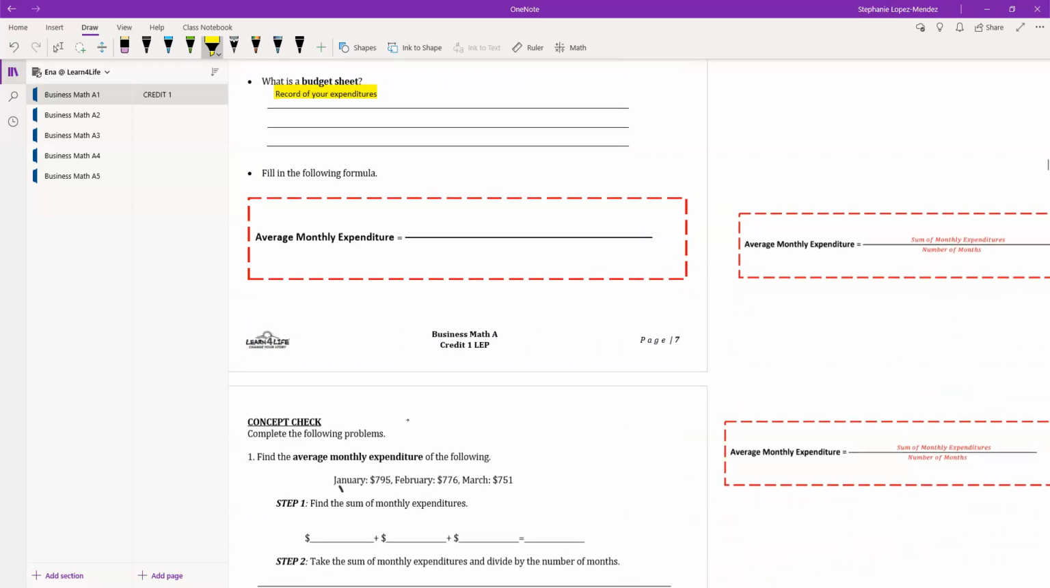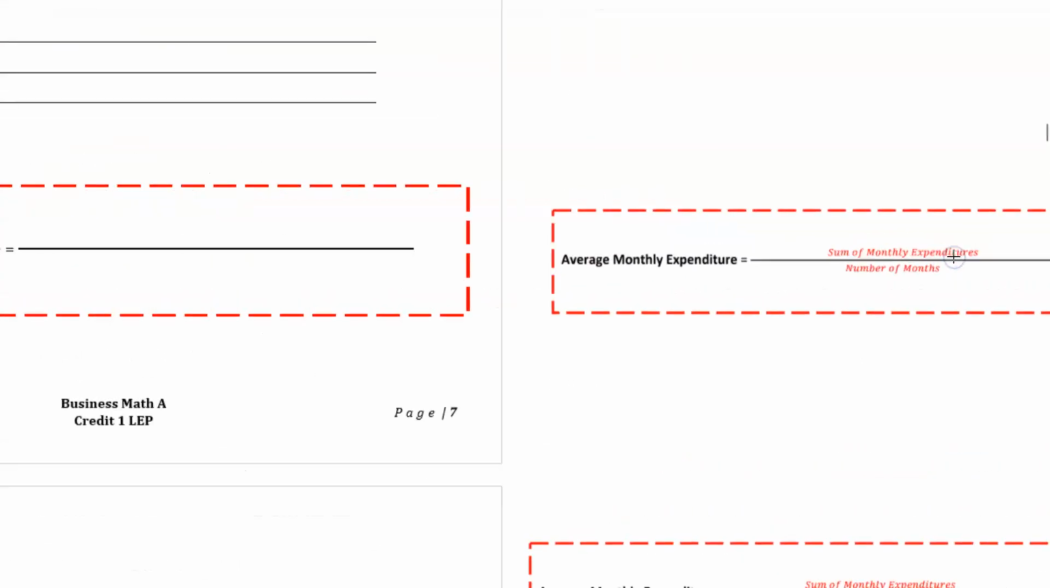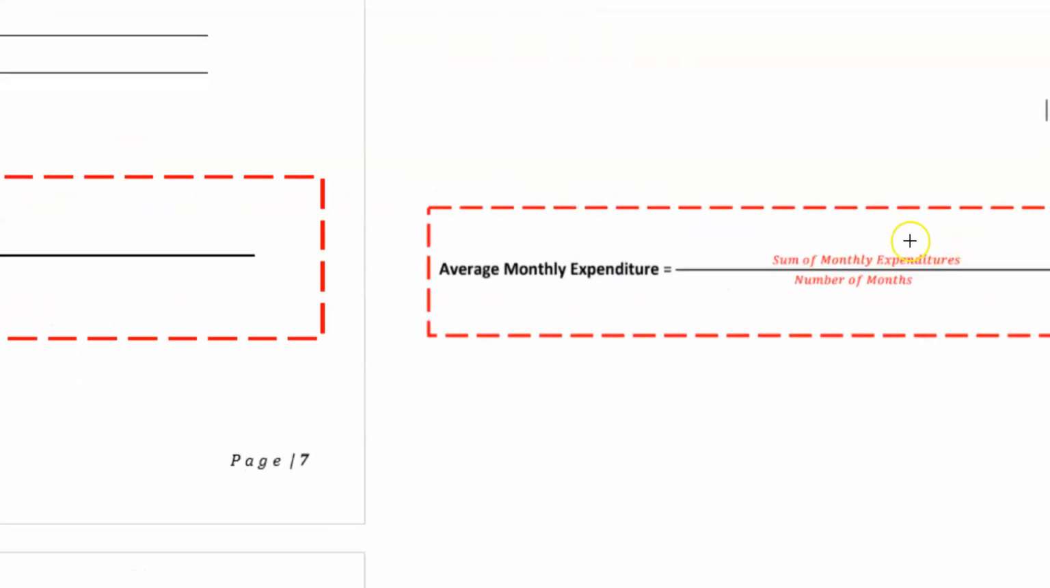Now we go ahead and fill in the following formula. So the formula is average monthly expenditures equal to the sum of monthly expenditures divided by the number of months.